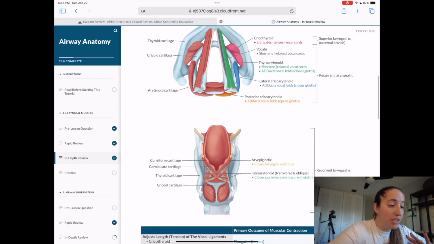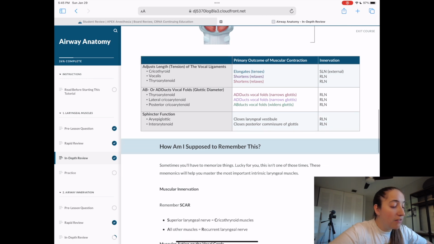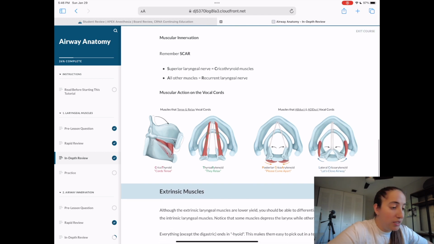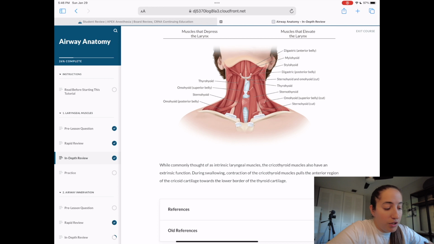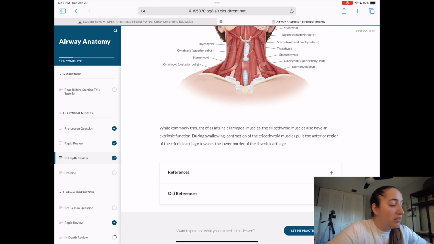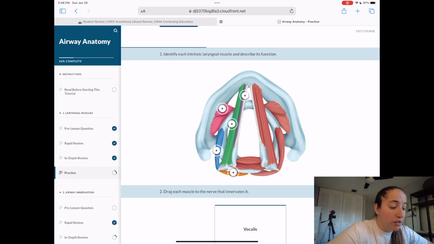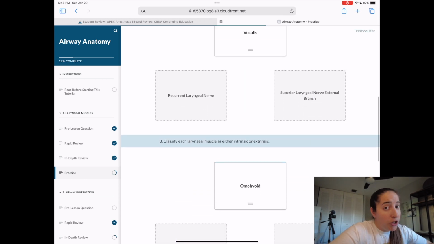They have the whole anatomy here of the airway. They have different mnemonics. They have a whole bunch of other things, like how do you remember this? So it's telling you ways that you can remember it. So it's definitely more detailed than the rapid review. And then at the end, you do a practice question just so that you can reinforce the material that you just covered. And each section is pretty much like that.